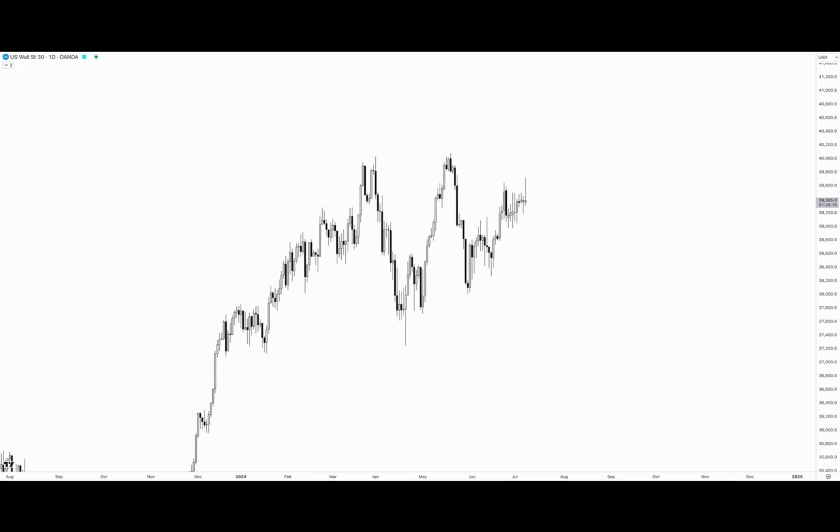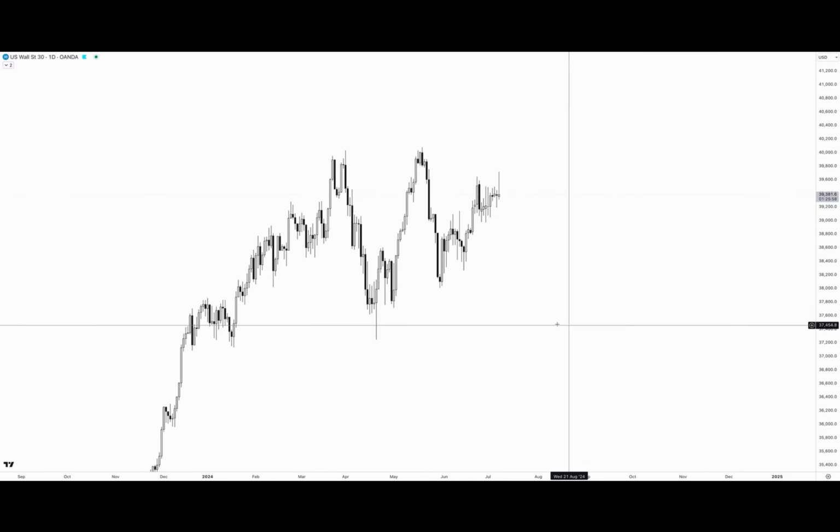All right, so today's case study is going to be on a trade I took on US 30 on Friday, July 5th. It was a long on US 30, and let's just get right into the breakdown.